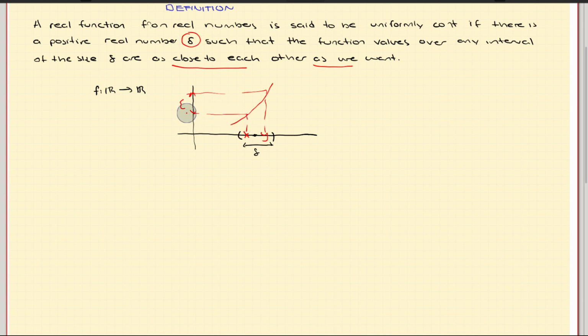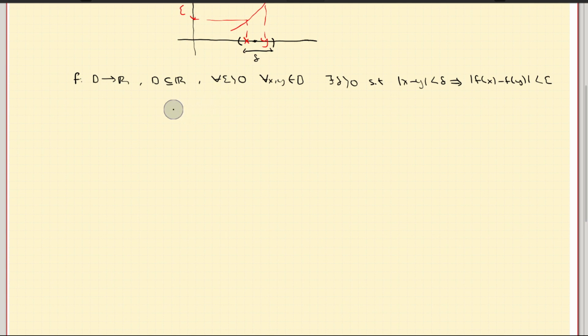So the formal definition is like this. For a function f from D to R, where D is a subset of R, and for any epsilon greater than 0 given, and for any x, y in the domain, if we can find a delta positive such that the distance between x and y is less than delta, then the distance between f(x) and f(y) is less than epsilon. If this condition is satisfied, we say that f is uniformly continuous.